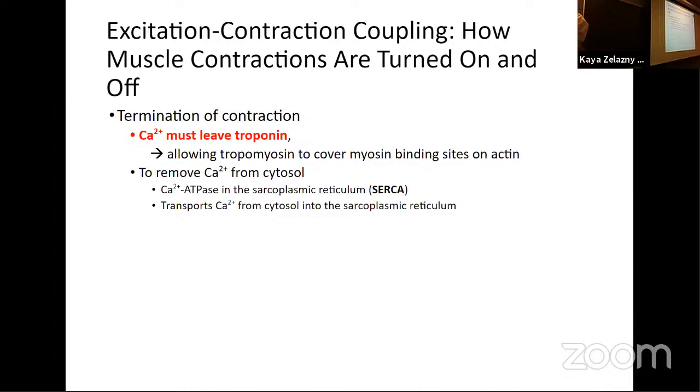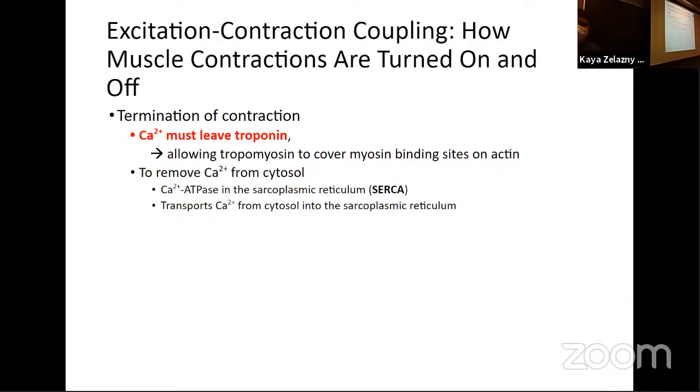In order to end a contraction, the calcium does have to leave the troponin. So as long as the calcium is present there in the cell bound to troponin, we're going to keep having this contraction happen. We're going to keep having that cross-bridge cycle. We're going to keep those sarcomeres short and tight. So we do actually have to actively remove the calcium from the cytosol at the end of this process.